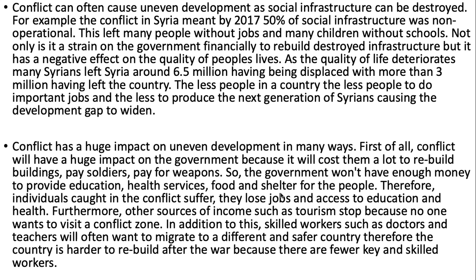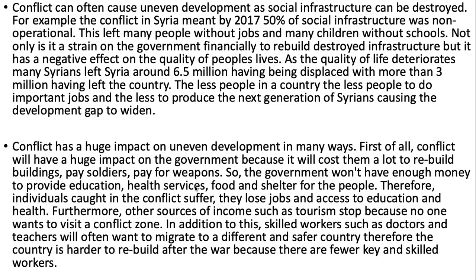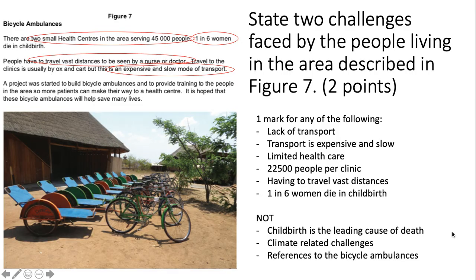So this question got 5 out of 6 because, if we go back to the mark scheme, it is very detailed, but it could just have a little bit more around AO2, so this thorough understanding of the links between conflict and development. But those are both good answers. And so we've got a 6 at the top and a 5 at the bottom.